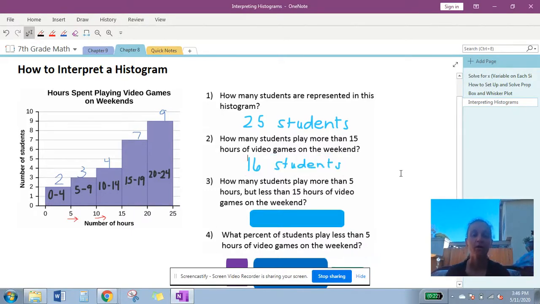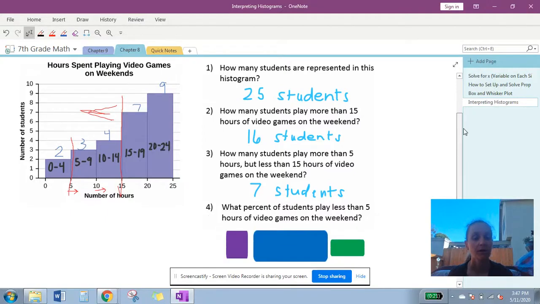All right, number 3. How many students play more than 5 hours but less than 15 hours of video games on the weekend? Okay, so we're looking at more than 5 hours, so that's here, but less than 15, so that's going to be here. So I'm looking at the students in this section right here. Okay, so it looks like I have 3 students plus 4 students, which means that there's 7 students who play between 5 and 15 hours.